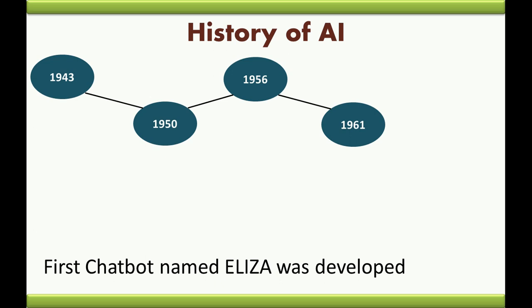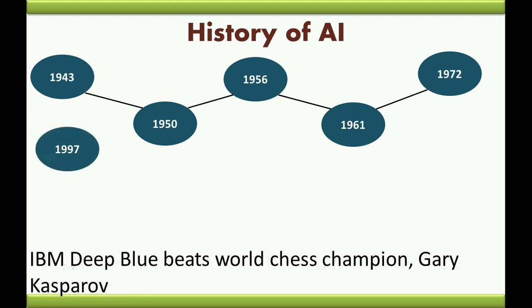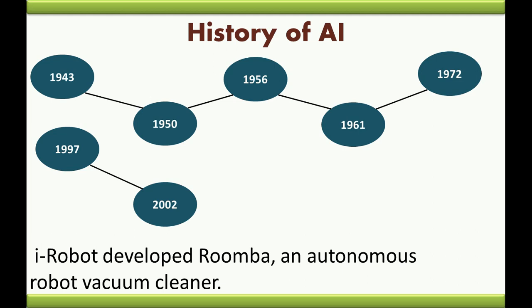After which, in 1961, first chatbot named Eliza was developed. In 1972, first humanoid robot was built in Japan and named as WABOT-1. In 1997, IBM's Deep Blue defeated world chess champion Garry Kasparov. In 2002, artificial intelligence started entering our home. iRobot developed Roomba, an autonomous robot intelligent vacuum cleaner which cleans while avoiding obstacles.